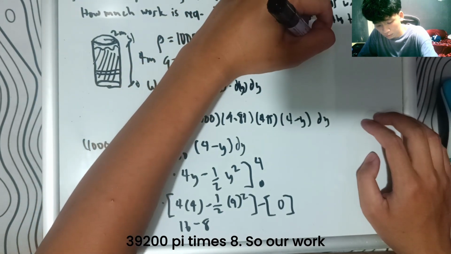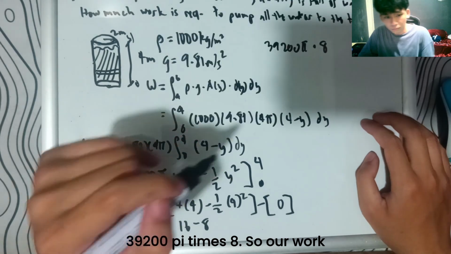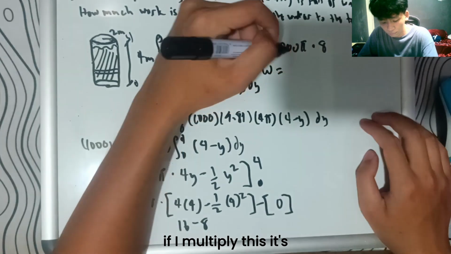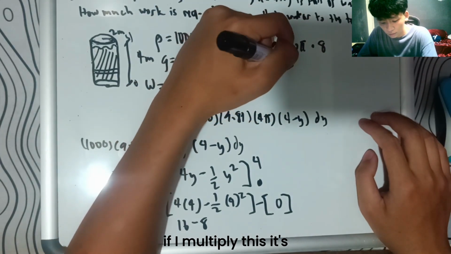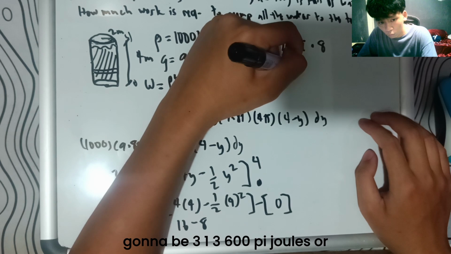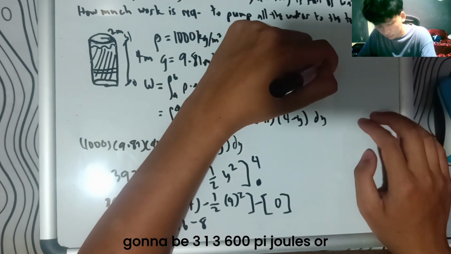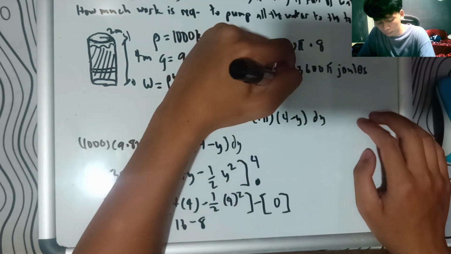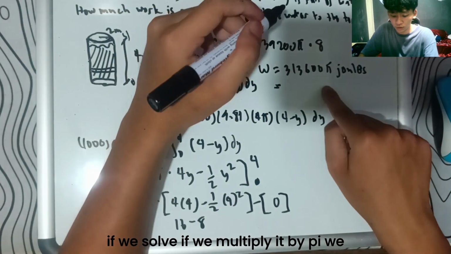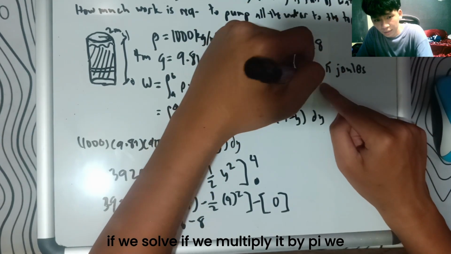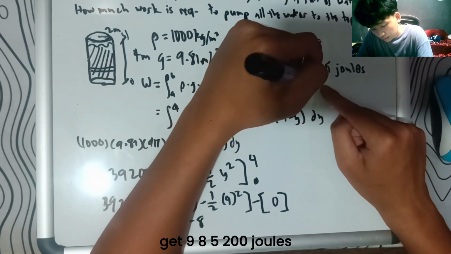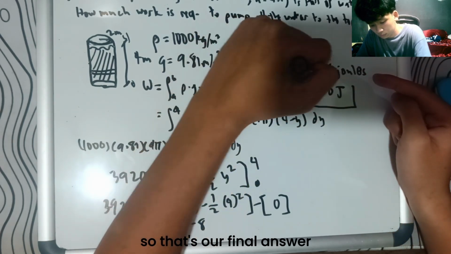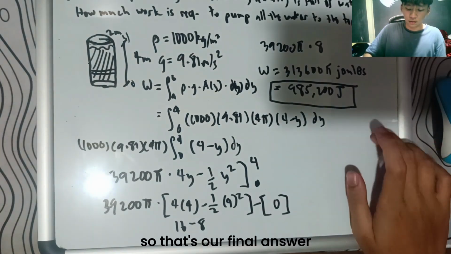So I'm just going to put it right here, 39,200 pi times 8. So our work, if I multiply this, is going to be 313,600 pi joules, or if we multiply it by pi, we get 985,200 joules. So that's our final answer.